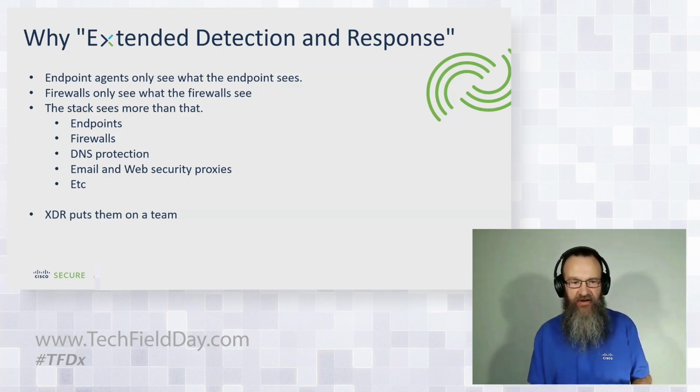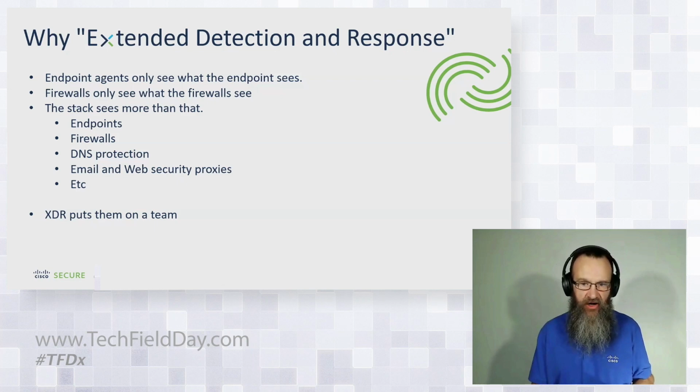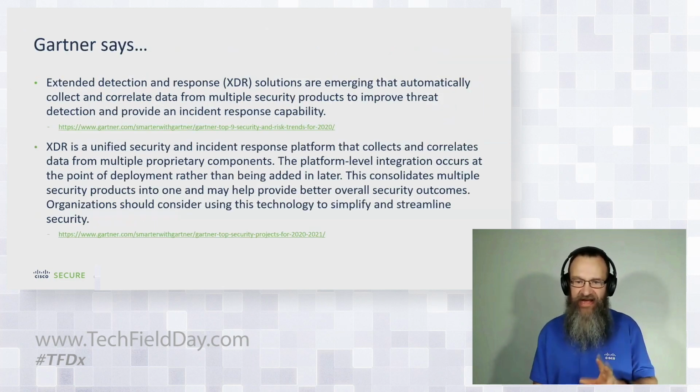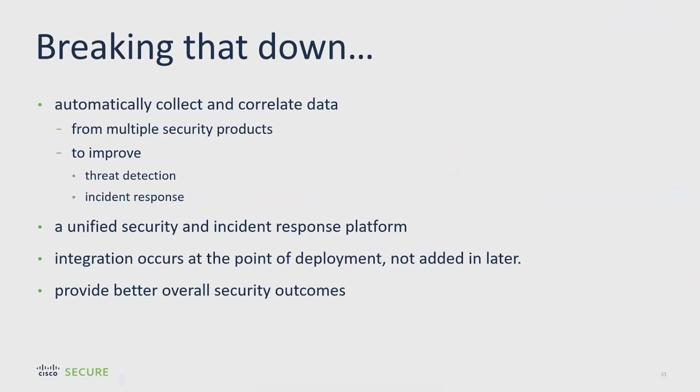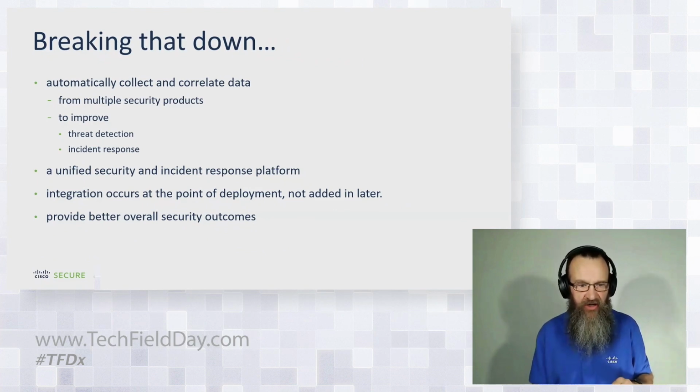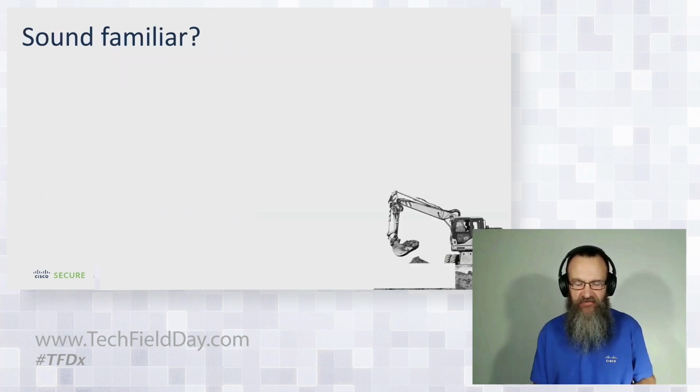Now, XDR is an acronym that was put together by Gartner, the analyst group, and this is what they have to say about it in a couple of different quotes from a couple of different Gartner sources. But what it boils down to is that an XDR can automatically collect and correlate data from multiple different security products to improve your threat detection and incident response capabilities. It's a unified security and incident response platform, and that integration occurs at the point of deployment. It's not something that's added in later. It's not an additional technology you have to buy to control them all, and it generally will provide better overall security outcomes as a result.